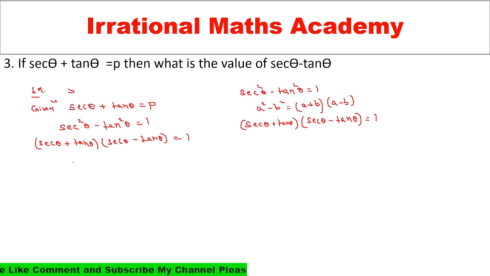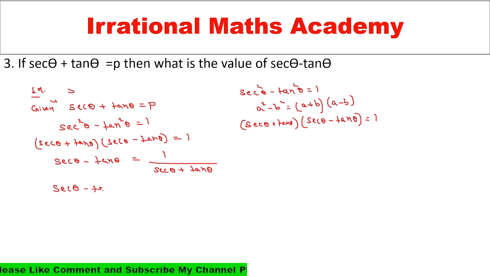So what they are asking us to find out is the value of secant theta minus tan theta. So this becomes 1 by secant theta plus tan theta. Already the secant theta plus tan theta value is given. That is, secant theta minus tan theta equal to 1 by, what is the secant theta plus tan theta value? P. So this is our required answer.